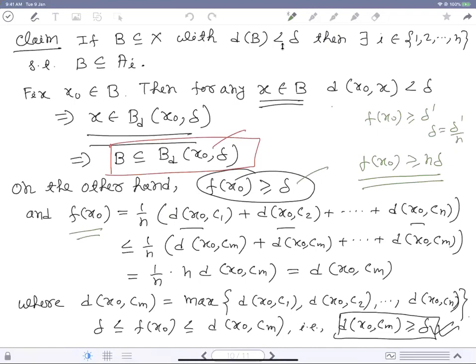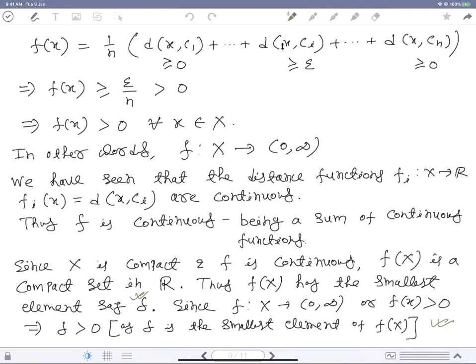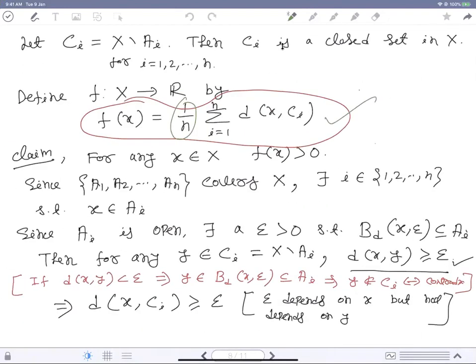So there is no tricky part here. You have to just choose this summation. That's all. And once you choose this summation, then all the proof will come automatically.